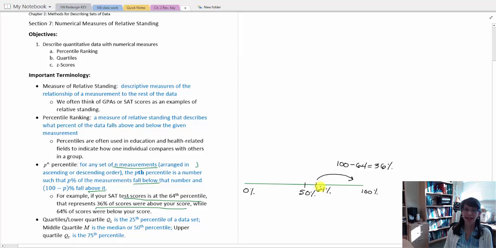So if we look at the 64th percentile for the SAT score, that means we're looking at 64 to 100. That would be 100 minus 64, or 36% of students scored above our score. In the other direction, 64 back to 0%, 64% fall below our score.